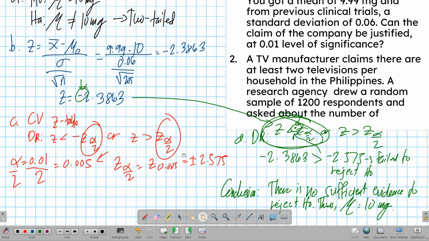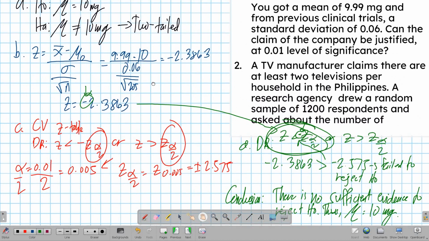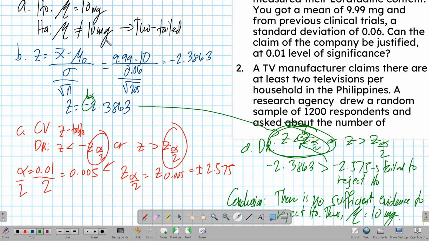So that's one full-blown hypothesis test, where again the first thing you do, we state our H0, HA, and then the direction. We then compute the test statistic. We then get the z-score for the critical value. Then using the decision rule, we make the decision and then write the conclusion.